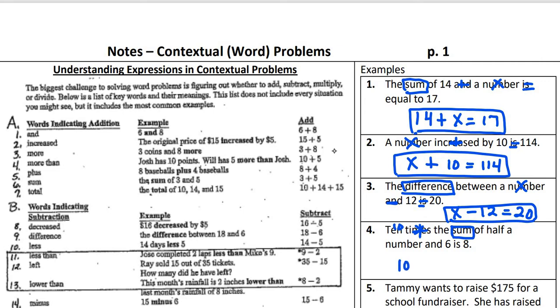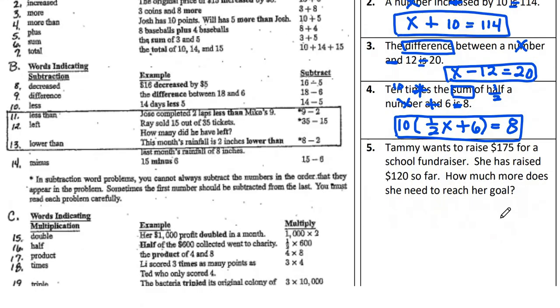So I'll have 10 right here, and then it says the sum of 1/2 of a number and 6 is 8. So I would write that as 10, and then you're going to have 1/2 of a number, and 6 equals to 8. So this one gets a little bit more complicated. So you're going to have 10 parentheses 1/2 x plus 6 parentheses equals to 8. So sometimes they do get a little bit more complicated.